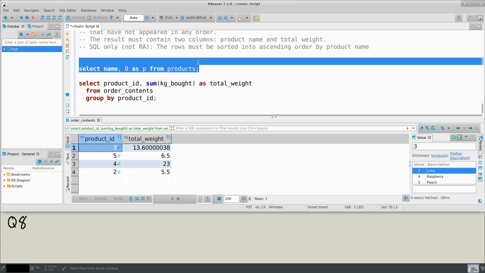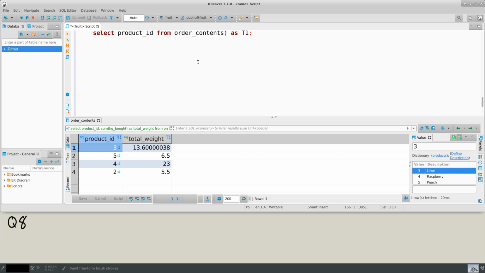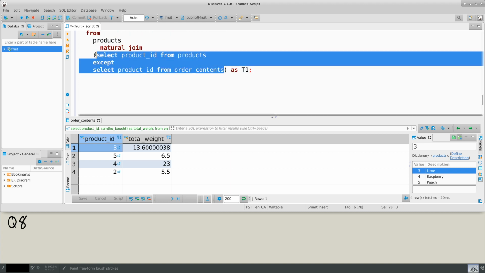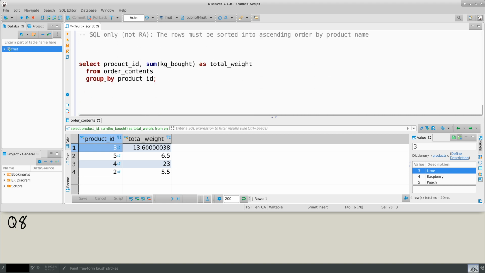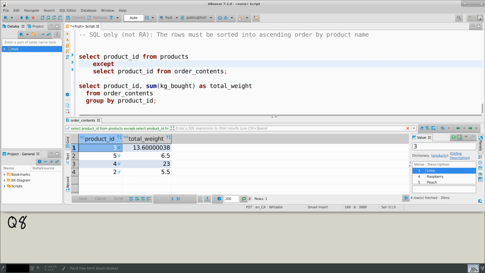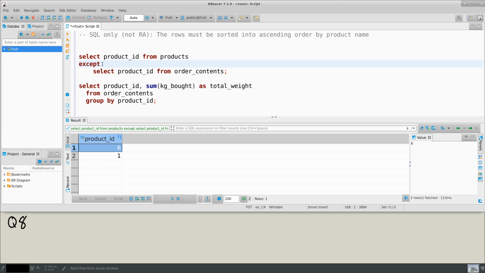Well, fortunately, query number 7 can help us with that. We'll take that and borrow it. It's actually this that I care about. I don't want the name, I just want the ID. So I already have this query to find the ID of every product that hasn't been sold. Let's take a look at this. So I'll run that. I'm going to put this back here. So this gives me the ID of every product that hasn't been sold.